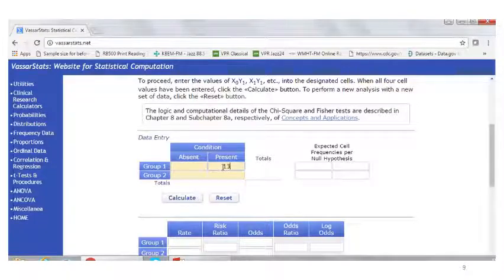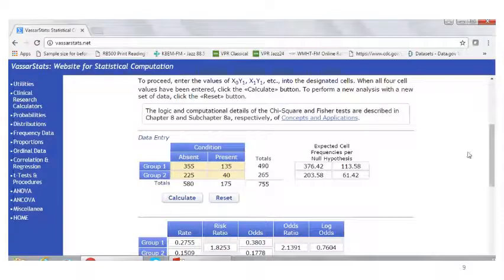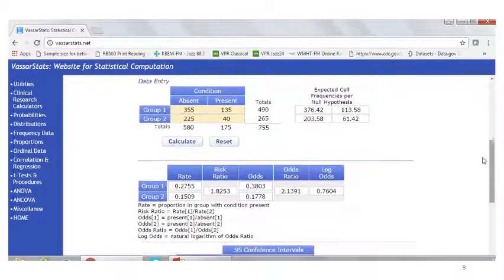There are 135 that had pancreatic cancer with high fat intake and 40 who had pancreatic cancer with low. In the non-pancreatic group, there was 355 with high fat intake and 225 with low. We will then hit Calculate. Scroll down and you will see that the odds ratio is 2.14.